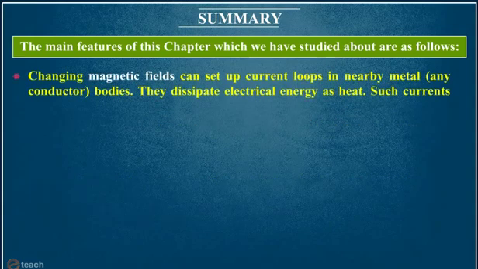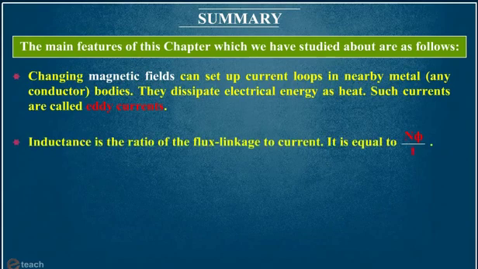Changing magnetic fields can set up current loops in nearby metal. They dissipate electrical energy as heat. Such currents are called eddy currents. Inductance is the ratio of the flux linkage to current. It is equal to N into phi divided by I.